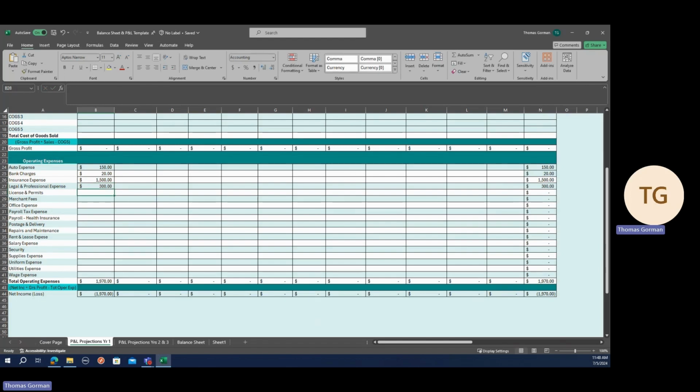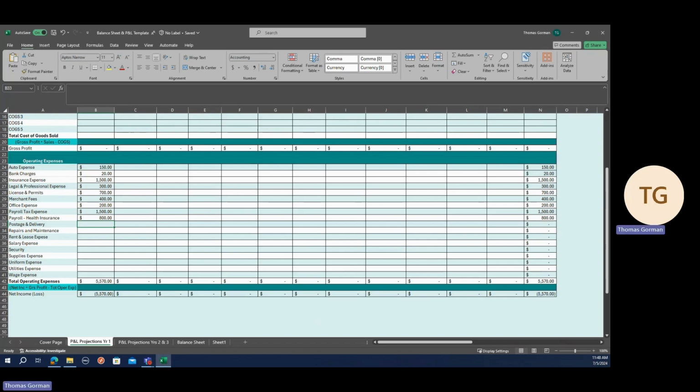Licenses and permits, we are usually only going to pay for a business permit once a year. So we'll just say that business permit is $700 a month. Our merchant fees, we're looking at about $400 a month. Office expense, $200 a month. Payroll taxes, we're going to say $1,500 a month. Health insurance, $800 a month. And just so you know, we're going to say this is going to be a business with two employees. Maybe it's a husband and a wife. Maybe it's two business partners. Anyway, that's what we're looking at.